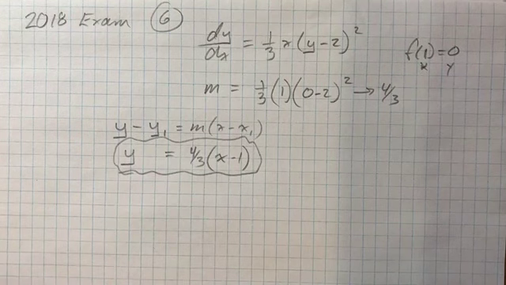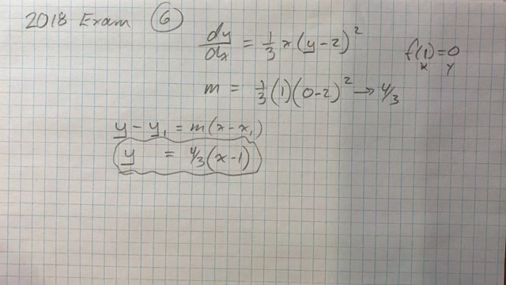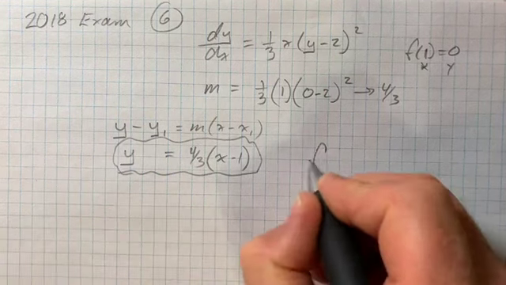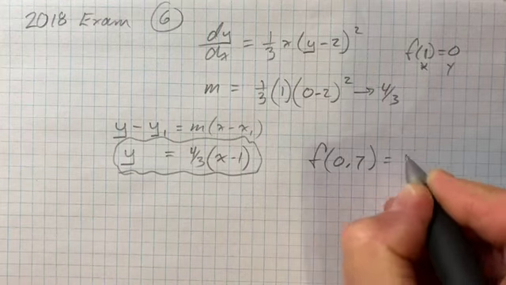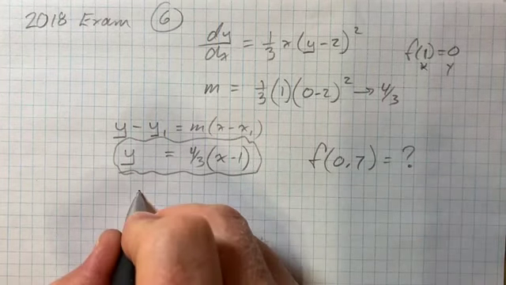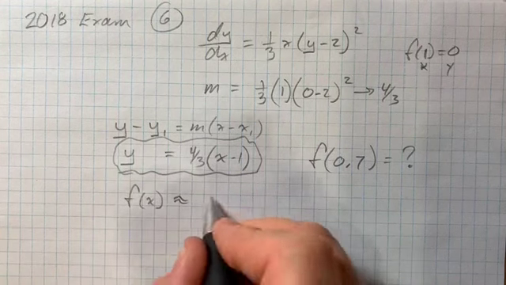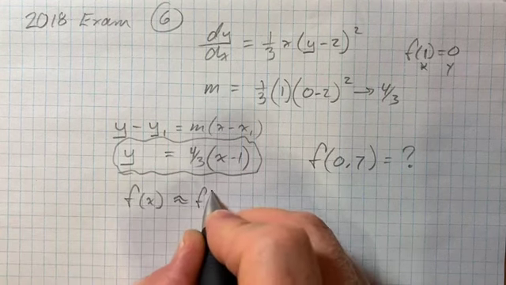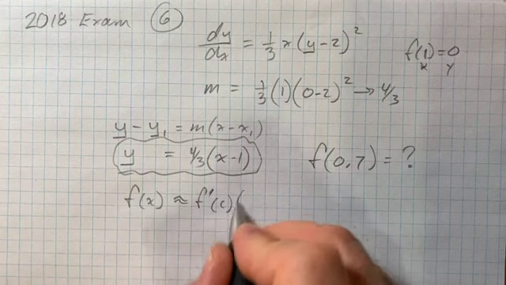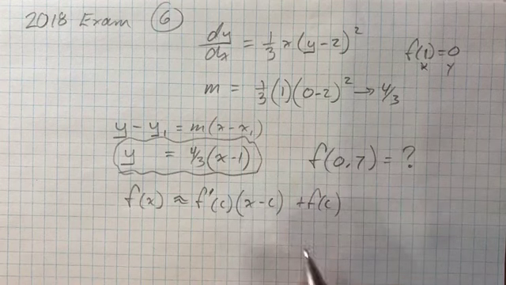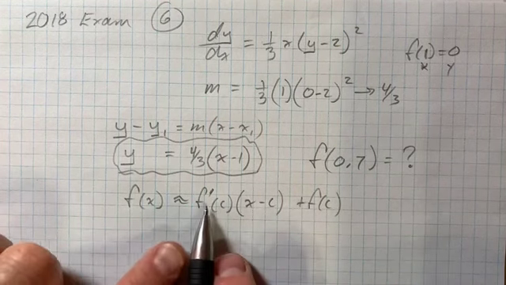Now it says use an equation for the line tangent to the graph at f of x equal to 1 to approximate f of 0.7. Oh, this is a tangent line approximation. F of 0.7 is equal to... Okay, hang on. So remember this? F of the x value is approximately equal to f prime of the close value times x minus the close value plus f of the close value. Oh yeah, that was a tangent line approximation because I know the slope.